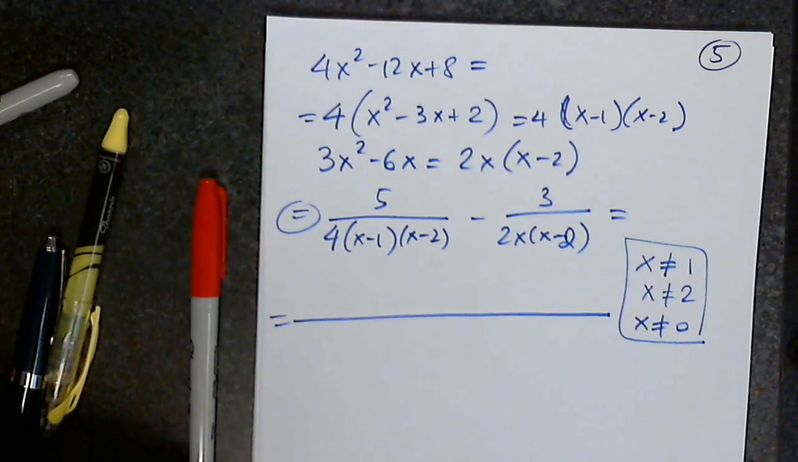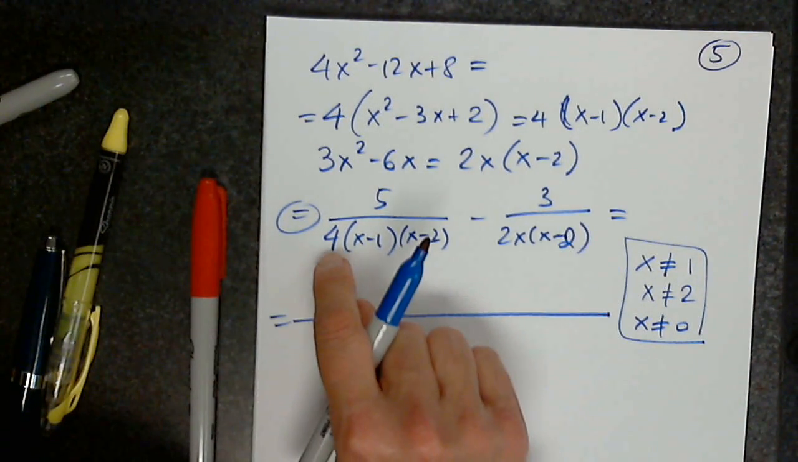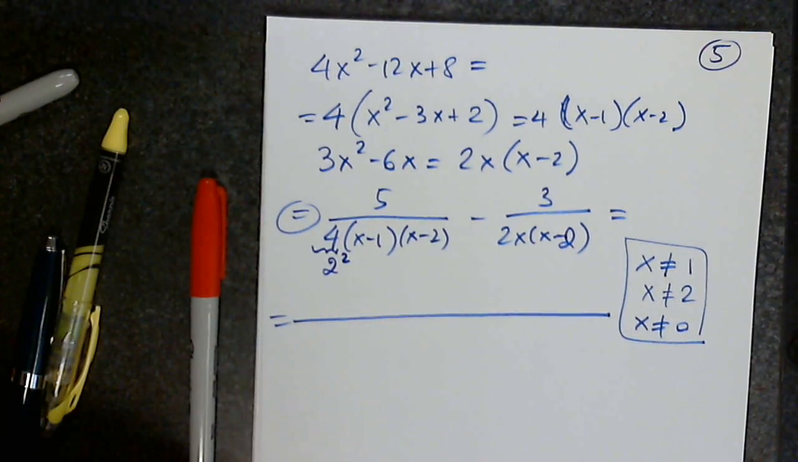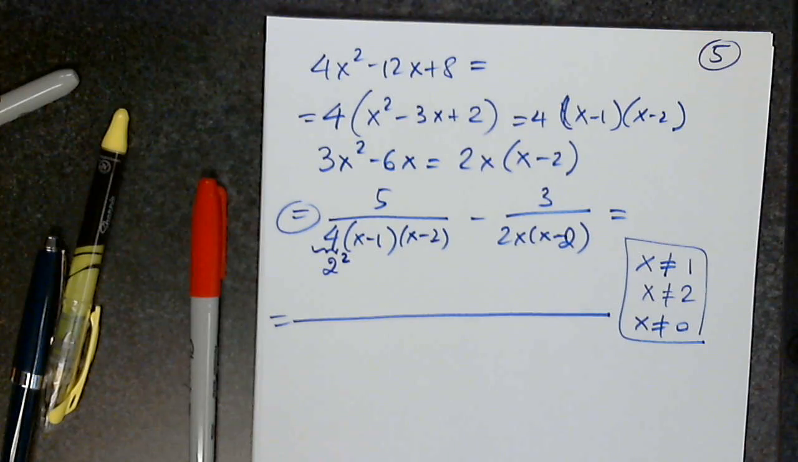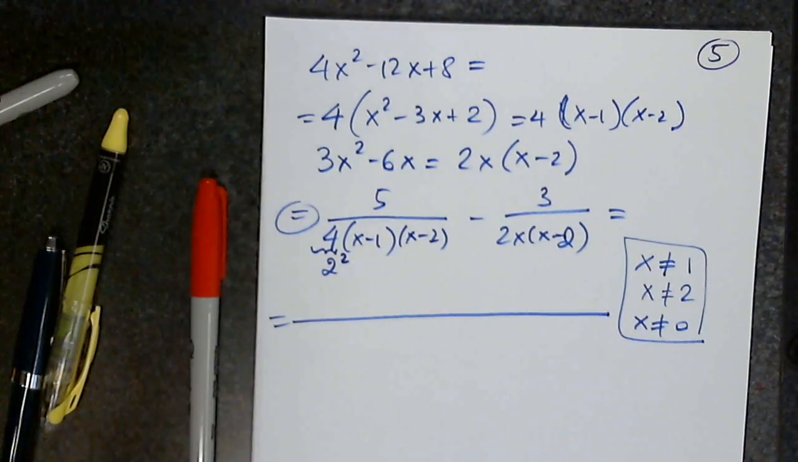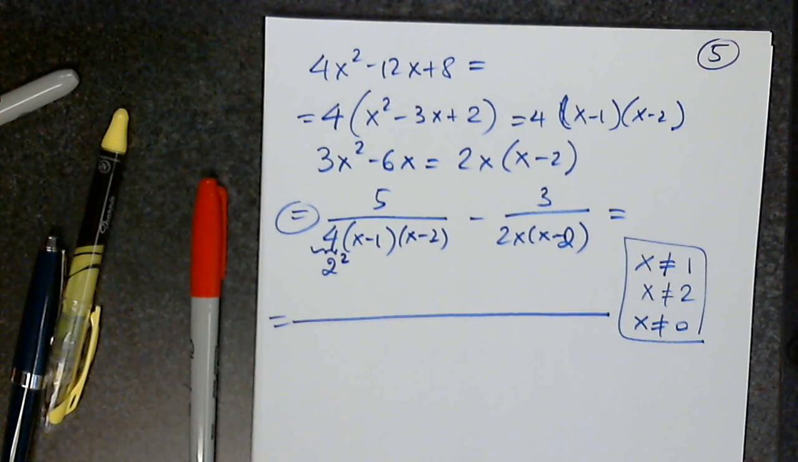How many different factors? And remember, 4 can be rewritten as 2 squared. So how many different factors do I see here? Different factors. I see 2, I see x minus 1, I see x minus 2, and I see x. 4 different factors I see.